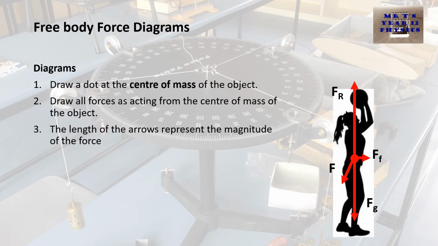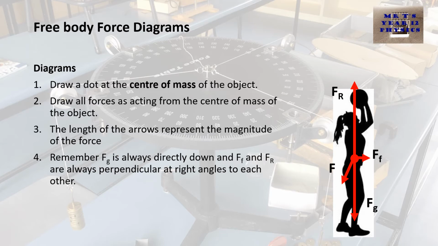So that's the things we need to know about drawing a free body diagram. Let's look at some examples. Oh, sorry, one more thing. Fg, as I've said, is always down.